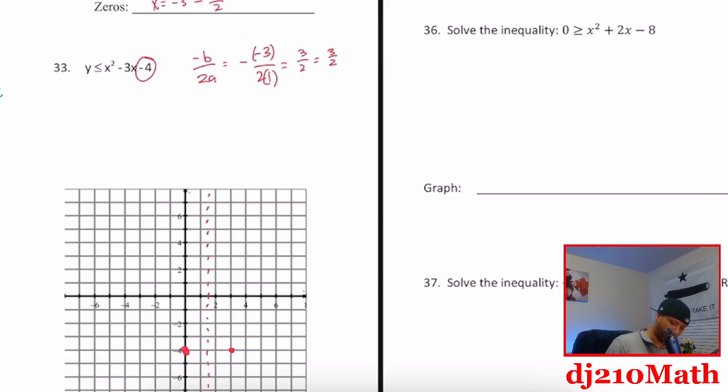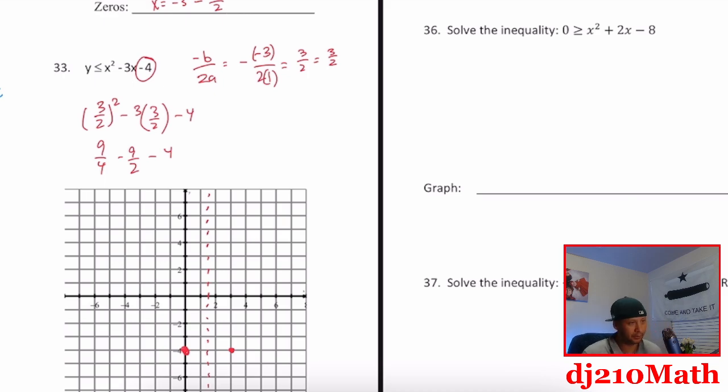So this is going to be 3 over 2 squared minus 3 times 3 over 2 minus 4. Okay, they were not kind with this at all. So this is going to be 9 over 4 minus 9 over 2 minus 4. Square the top, square the bottom: 3 squared is 9, 2 squared is 4. Minus 3 times 3 over 2: top times top, 3 times 3 is 9 over 2. Minus 4. Okay, let's see.